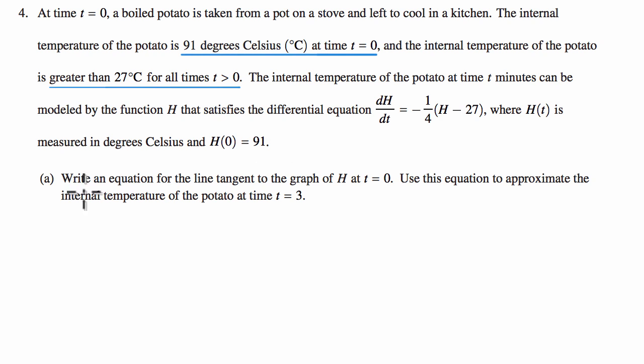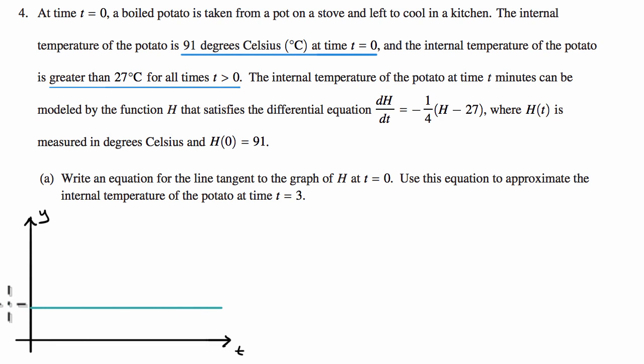So before I even read part A, let's just make sense of what this differential equation is telling us, and let's see if it's consistent with our intuition. So let me draw some axes here. This is my y-axis, and this right over here is my t-axis. Now, if the ambient room temperature is 27 degrees Celsius, I'll just draw that there. That's what the room temperature is doing.